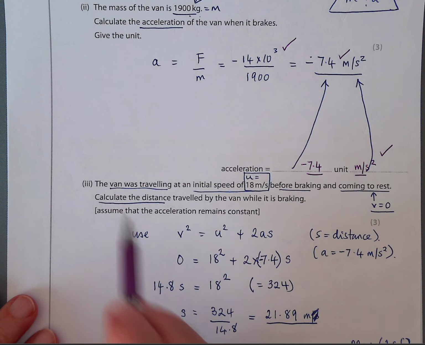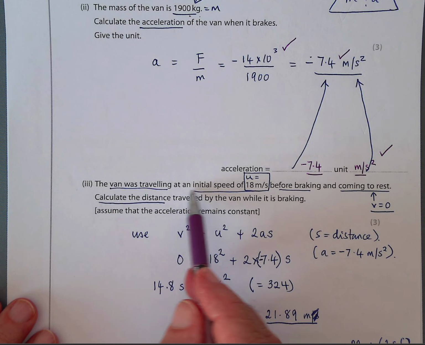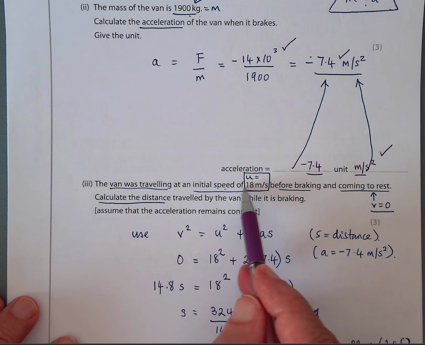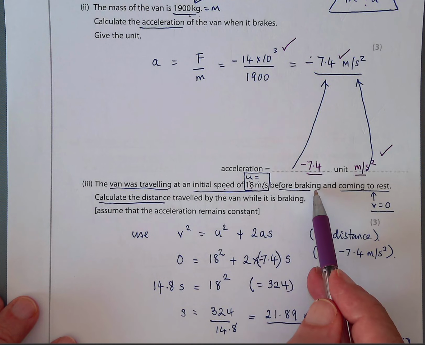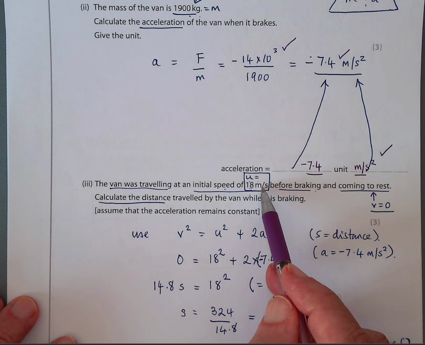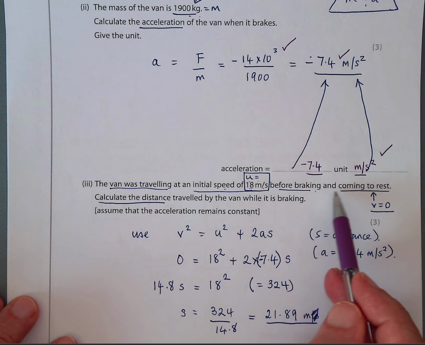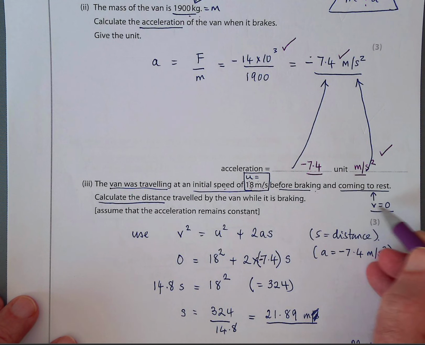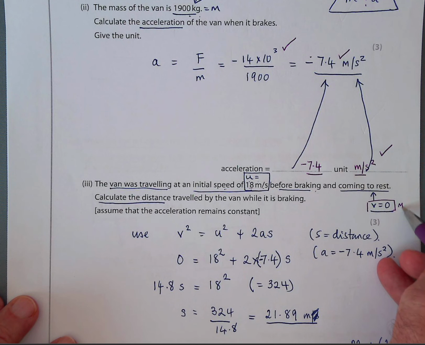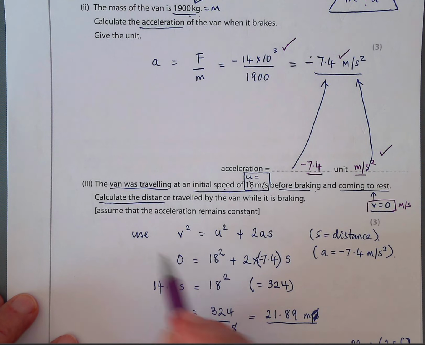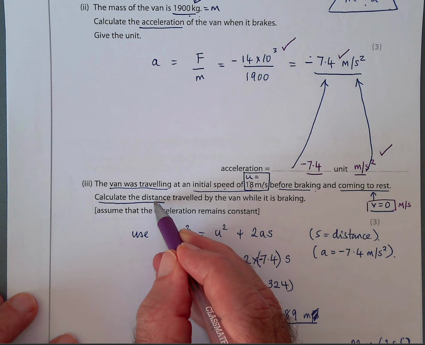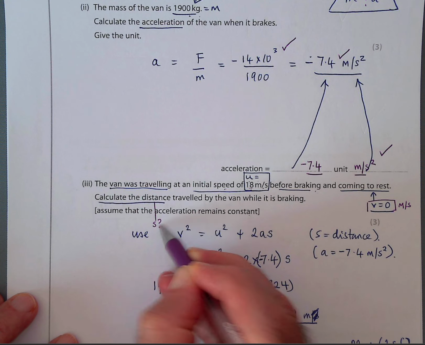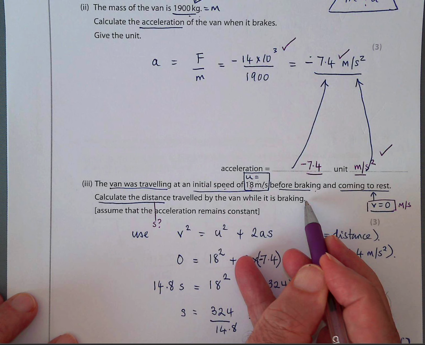at the bottom, the van was traveling at an initial speed of 18 meters per second. Remember, initial speed is u, before braking. So it was going at 18 meters per second. Then it started braking, and it came to rest. That means the final speed, came to rest, means v equals 0 meters per second. Okay. Calculate the distance traveled. The distance is s. We want to know what is s, traveled by the van while it's braking.